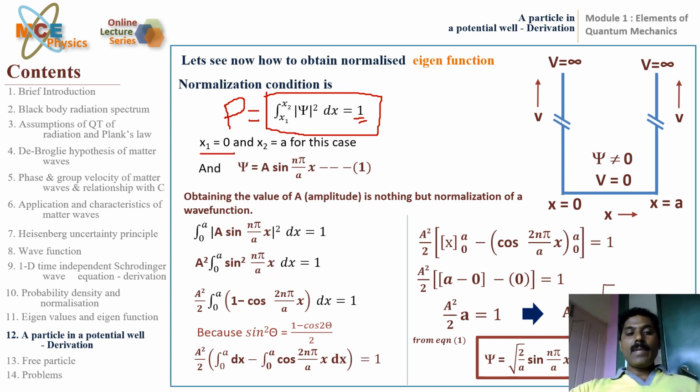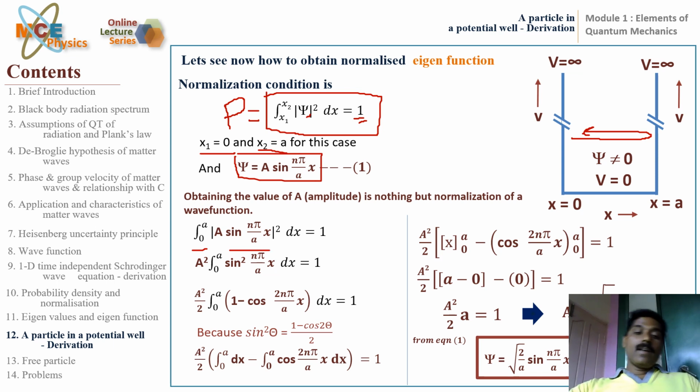And the lower limit is 0 and the upper limit is a, because we are taking the particle movement between x value 0 and a. Therefore, lower limit and upper limit are respectively 0 and a. The same is applied here. And in the place of psi, we need to substitute the expression for this wave function, A sin n pi x by a. That is done.